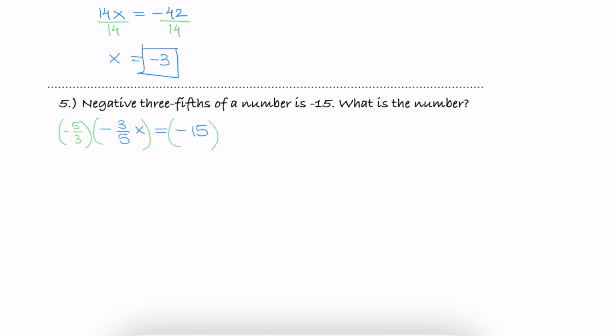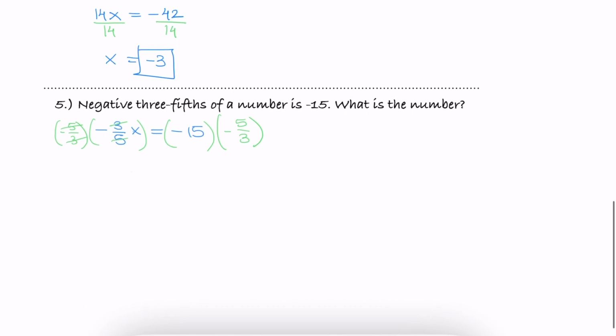And I'm also going to multiply negative 15 by the same number. This and this cancel, this and this cancel. So I'm left with just x on the left side. And I'm going to do a little bit of canceling here as well. This is just 1. This becomes 5 because 15 divided by 3 is 5. And then negative 5 times negative 5 is 25. So our number is 25.